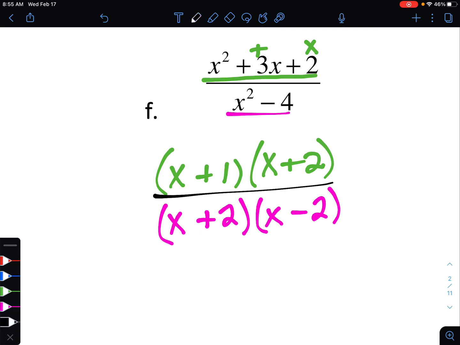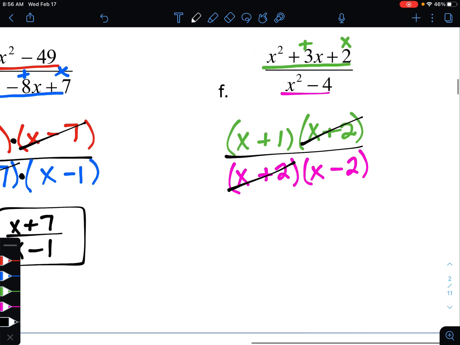At this point, we're going to simplify anything that we can. So x plus 2 is going to be factored from each of our terms in both our numerator and denominator. That leaves us with a final answer of x plus 1 over x minus 2.